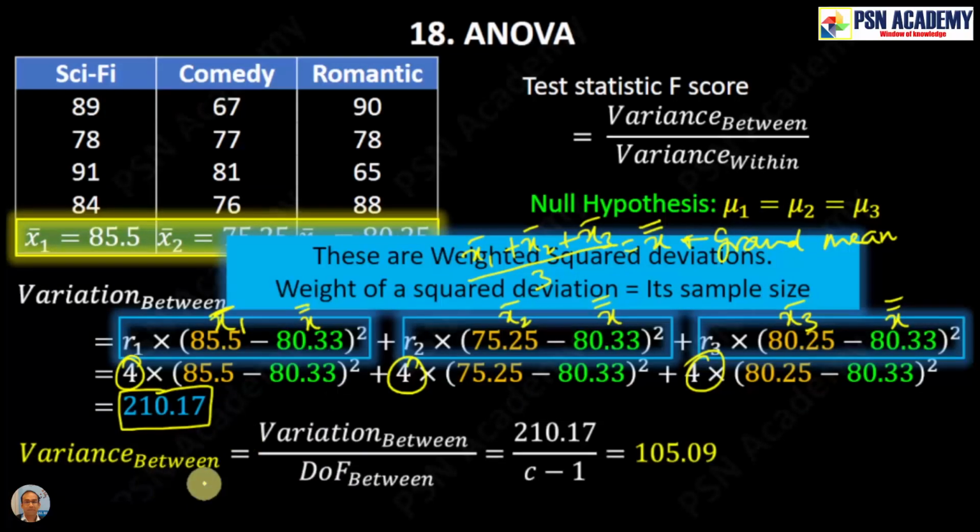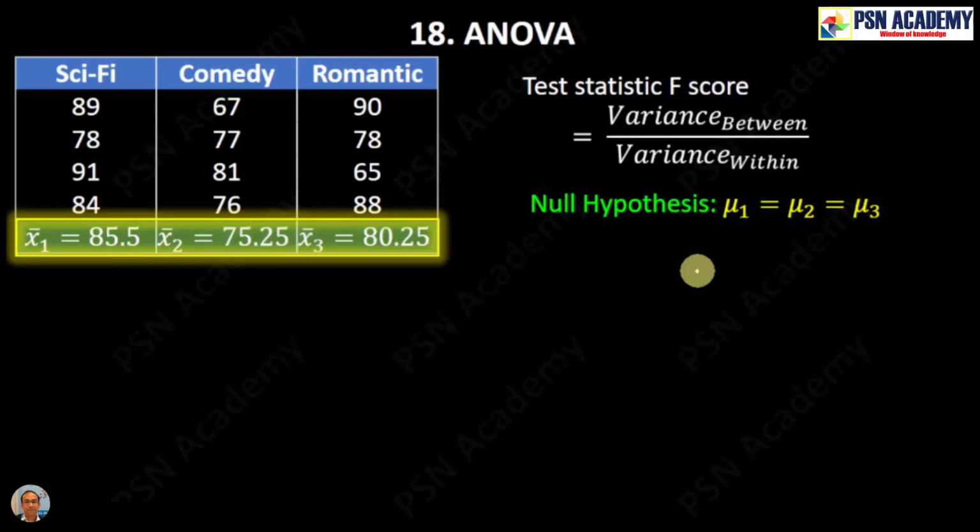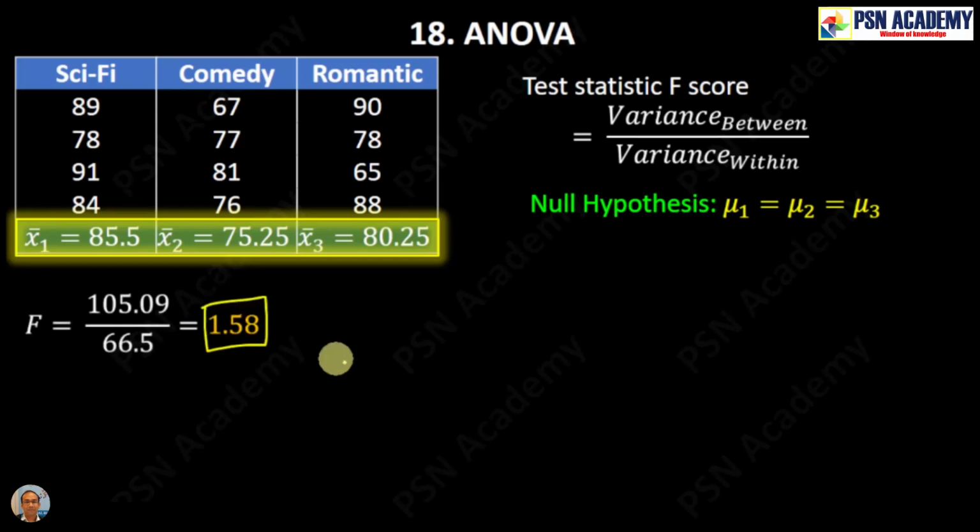So variance between will be variation between what we have got over here divided by degree of freedom between. Now degree of freedom between is what? How many data are there? There are 3 data. So 3 minus 1 gives you 2. So divide this value with 2 and you will get this 105.09. And you get 1.58 as your F score.